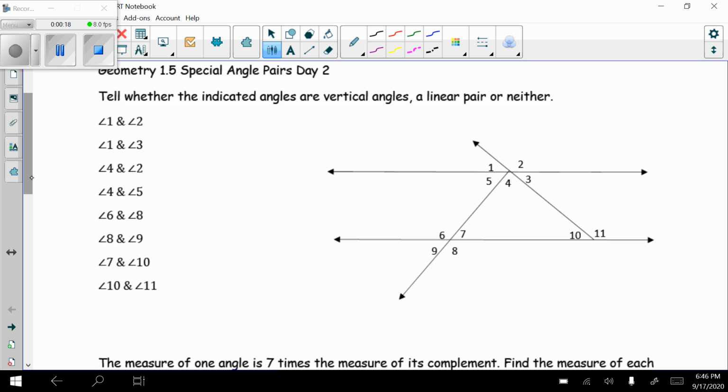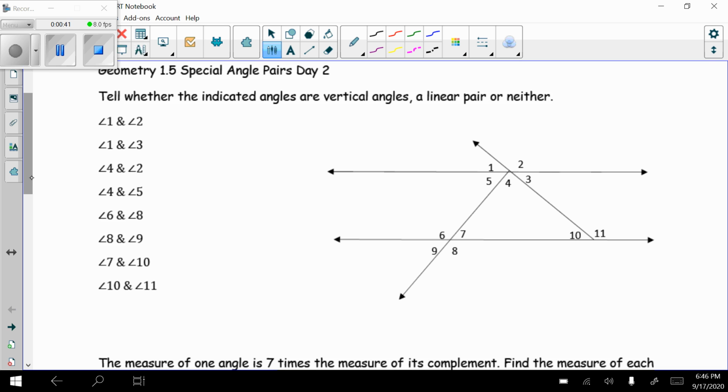Remember, for vertical angles you have to have an X, or two lines intersecting each other, and they cannot share any common sides, only a common vertex. Okay? They're directly opposite or across from each other. A linear pair is adjacent angles that make up a straight line together.